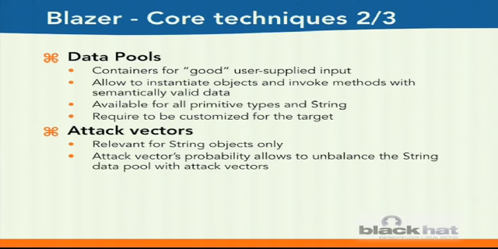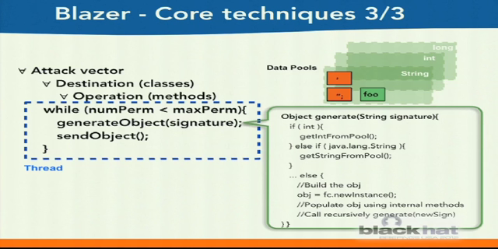In particular for string, we also have the concept of attack vectors. So we have the idea of polluting somehow the string data pool with strings that may trigger, for example, input validation vulnerabilities such as SQL injection. We have an option that basically specifies the probability of having an attack vector inside the data string pool.